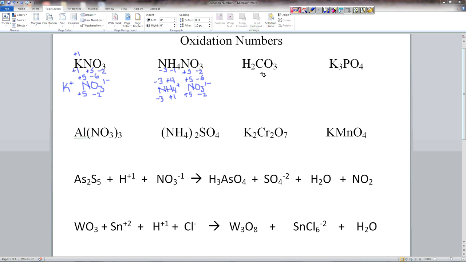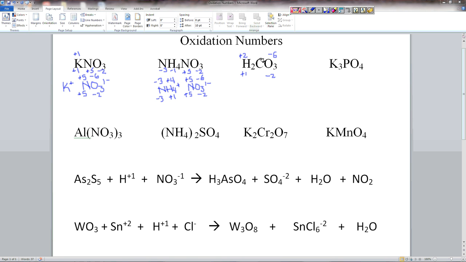Now, in this situation, you have hydrogen, carbon, oxygen. You really don't need to separate it out unless you just want to get more practice with it. So I'm going to do it without separating it out. H, I know this is going to be a positive 1. There's 2 of them, so positive 2. O, we know is a negative 2. There's 3 of them, negative 6.